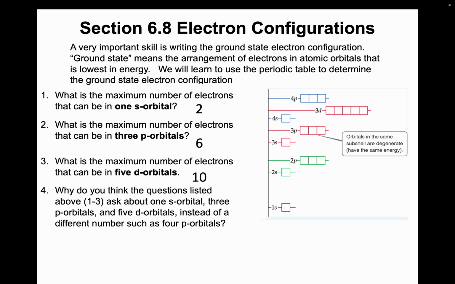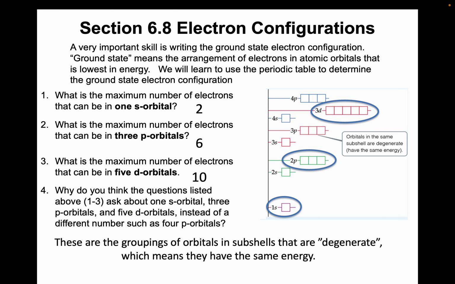A given atomic orbital we just saw can hold 2 electrons. So in an s orbital, I could put 2 electrons. If I have 3p orbitals, each of them could hold 2, so that adds up to 6, or 5d orbitals, that would add up to 10. Now, why do you think we're looking at these particular groupings? 1s orbital, 3p orbitals, and 5d orbitals. Share your thoughts.